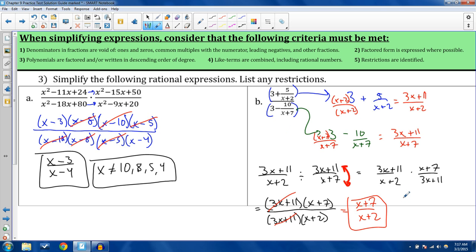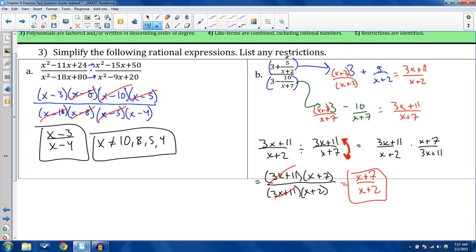Now, there are restrictions here. Once again, you want to say, well, what can't x be? When I'm ever looking at a denominator, in this case, when I'm dividing by x plus 7 up here, that's a big one.